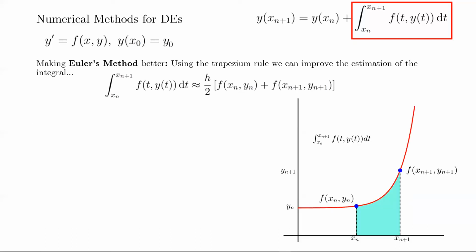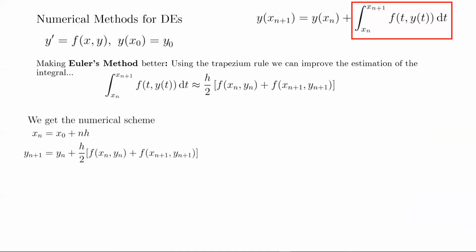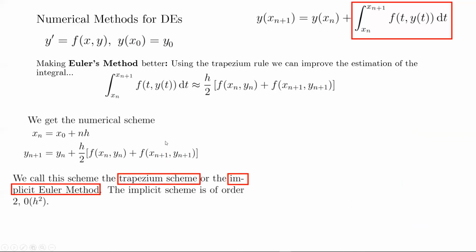So we can write this as a numerical scheme. xn is still the same, x0 plus n times h, where n is some integer starting at 0, so 0, 1, 2, 3, 4. yn plus 1 now is yn plus h over 2 times f of xn, yn plus f of xn plus 1, yn plus 1. So if we deleted this 2 and we deleted the second f here, that would be exactly Euler's method. But now we're getting something more accurate than Euler's method. And we're calling this scheme the trapezium scheme, or the implicit Euler's method.